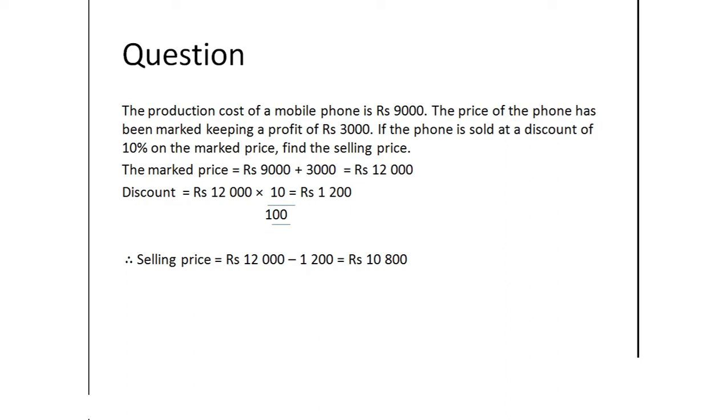We want to find the discount, 10% of the mark price. So the mark price is 12,000 into 10 over 100. That is, the discount is 1200 rupees. They are reducing the 1200 rupees from 12,000 rupees. So the selling price is 12,000 rupees minus 1200 rupees, 10,800 rupees.